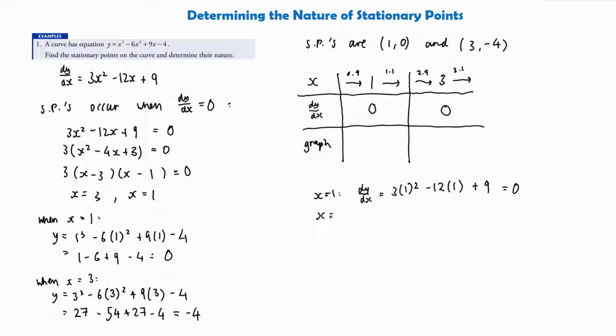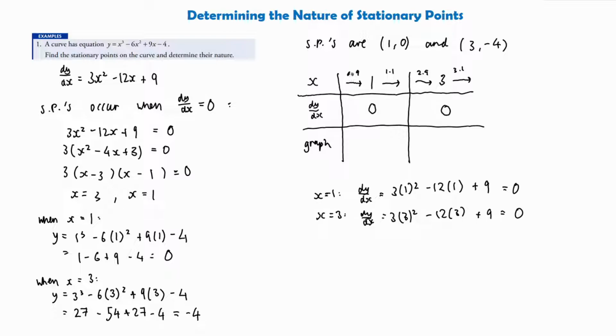And then when x is equal to 3, we get that the derivative is going to be 3 times 3 squared minus 12 times 3 plus 9. And we get 3 squared is 9 times 3 is 27. 27 minus 36 is going to be minus 9. And then plus 9 is equal to 0. So that's good that we get these two zeros. Just confirms that they're stationary points.